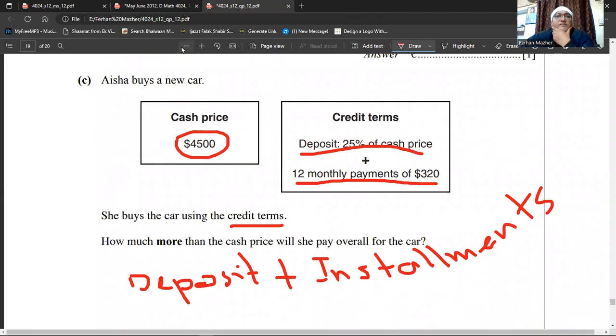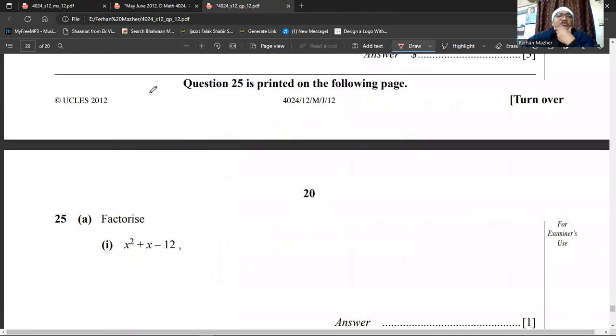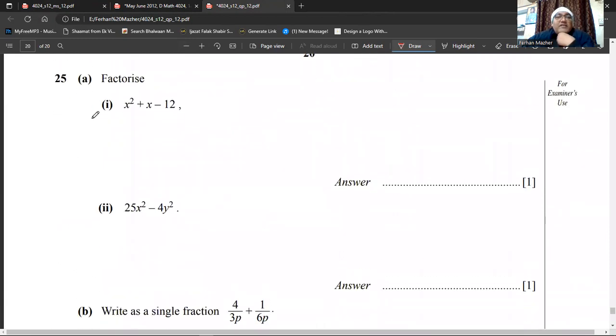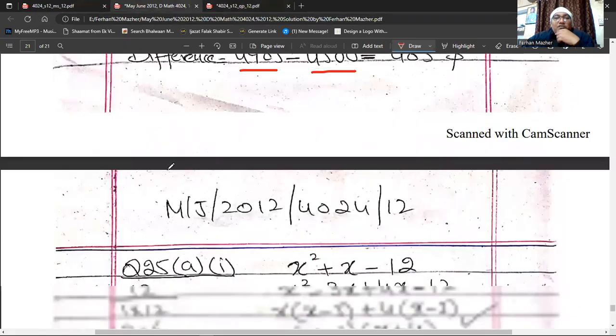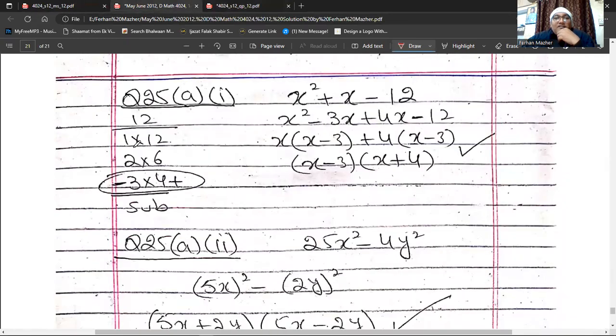Okay, now we are going to the next question. The next question is 25, part A, its first part. It says factorize. This is the famous factorization, in which you first multiply the extreme terms with each other. So x squared multiplies with minus 12, so you will have 12. Write the factors of 12: 1 into 12, 2 into 6, 3 into 4.